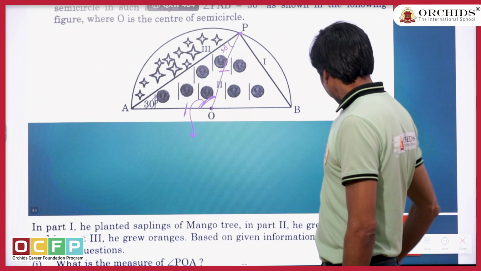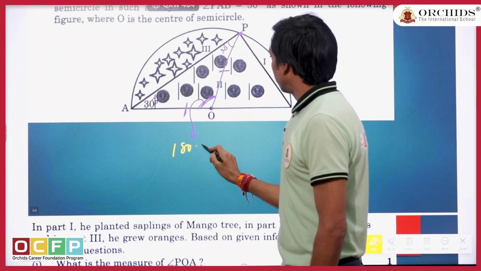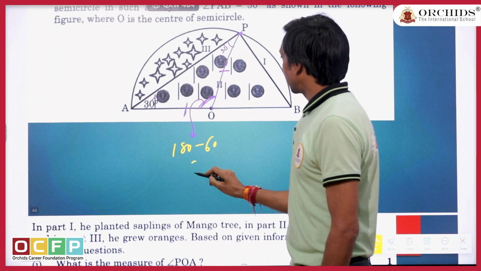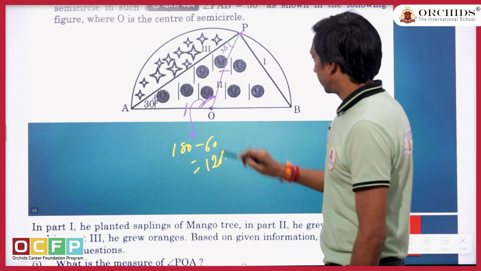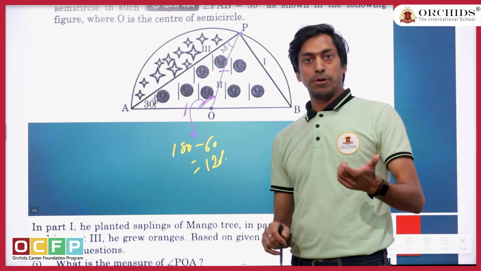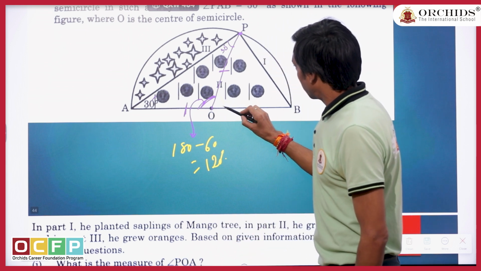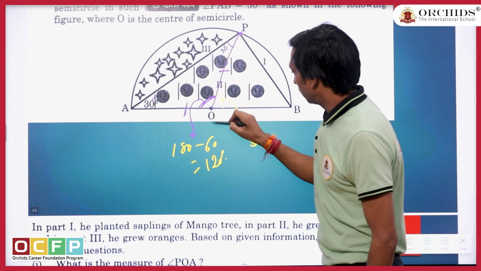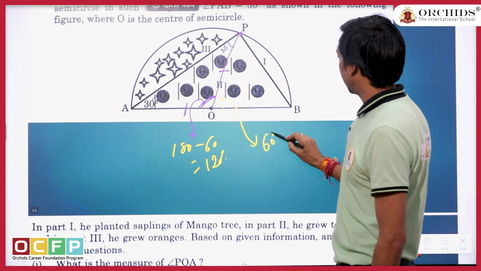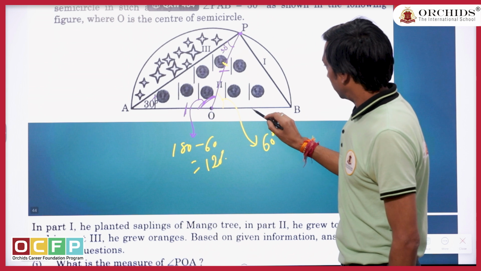Using the angle sum property of the triangle, this angle is 180 minus (30 plus 30), that is 180 minus 60, so this angle comes out to be 120 degrees. We need this analysis further for finding the other answers also, so let's find the other angles. If this angle is 120, the remaining angle is 60 degrees. And you know that this angle is 60 degrees. This is a radius and this is also a radius.